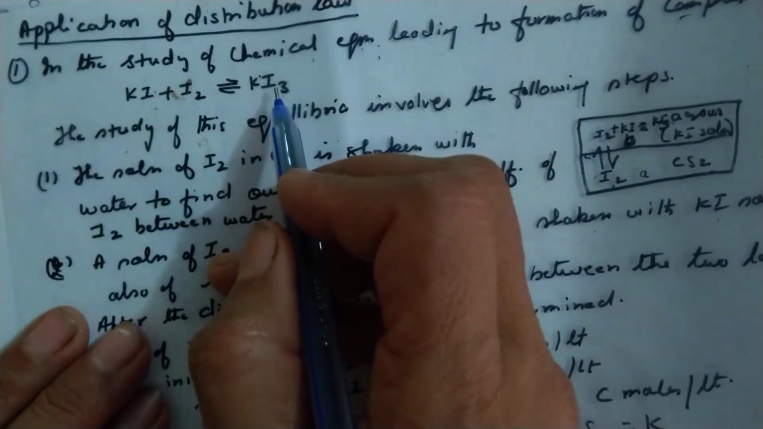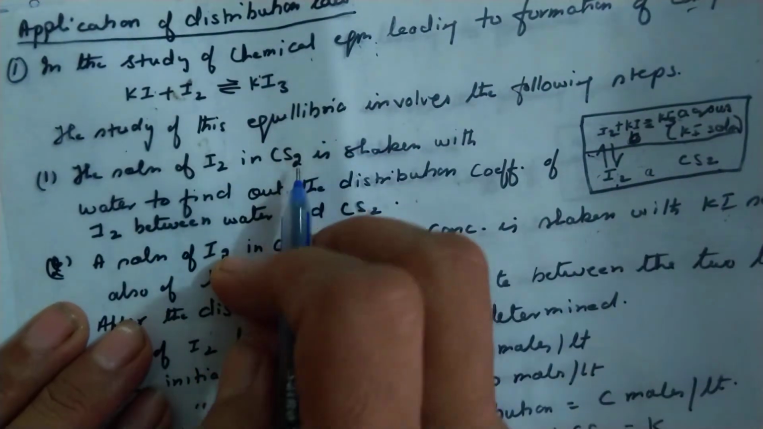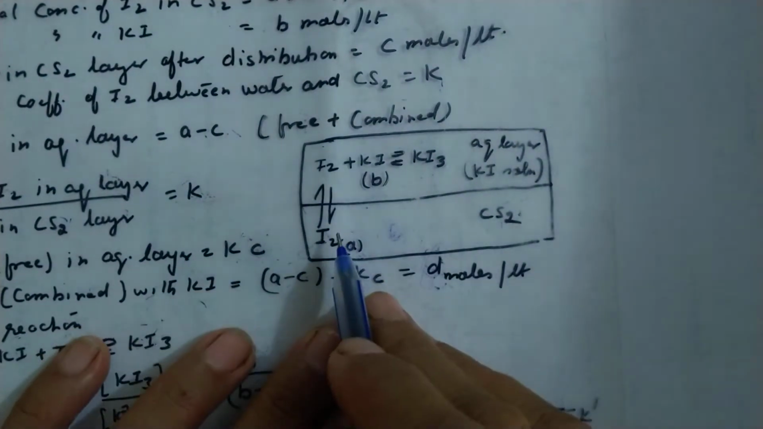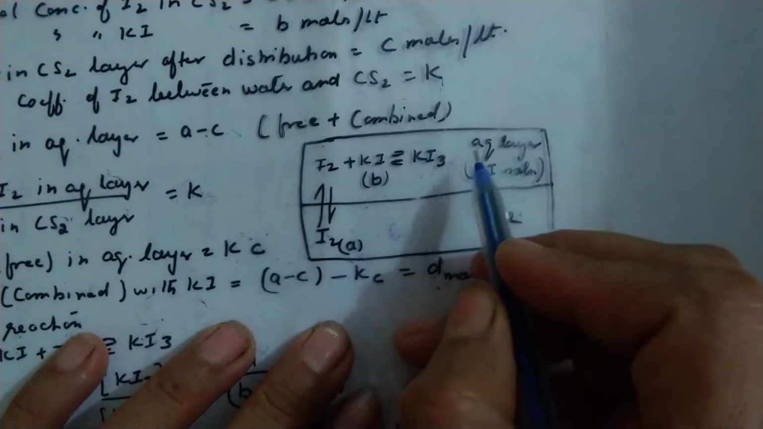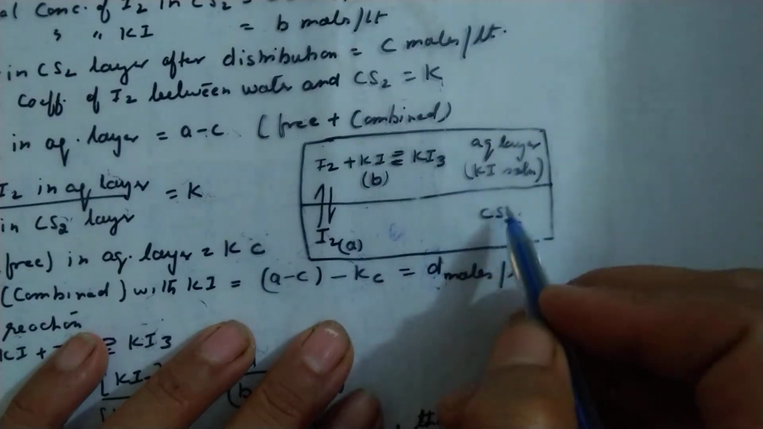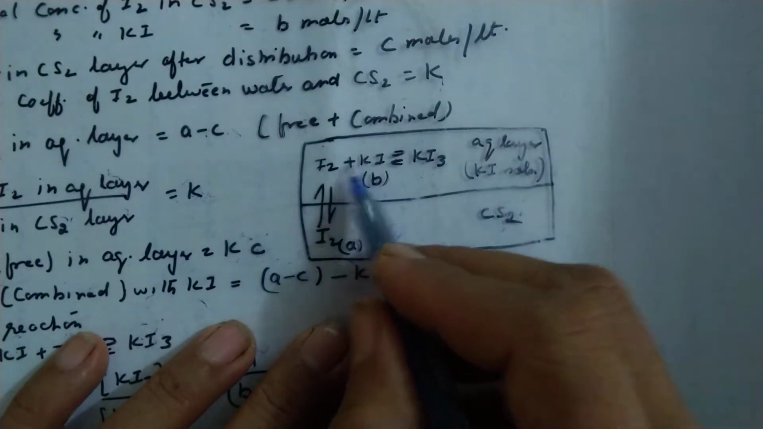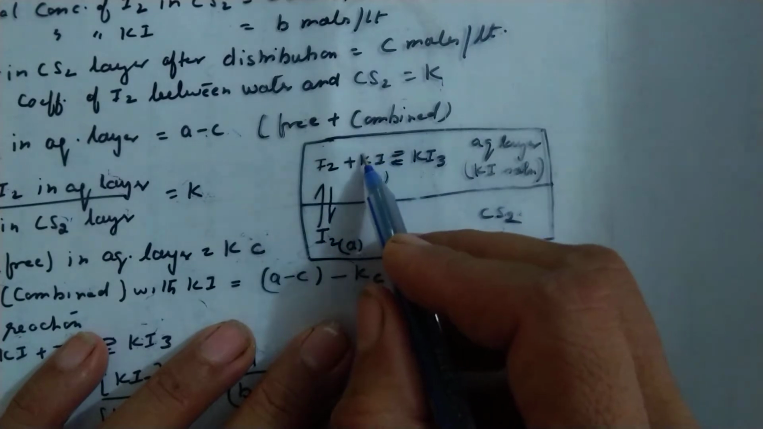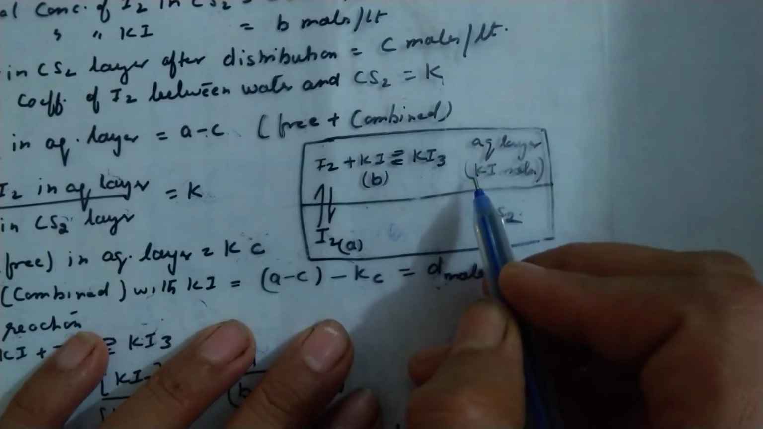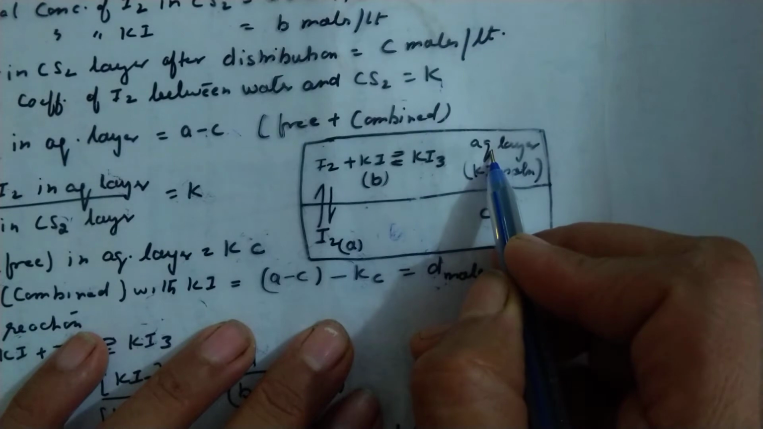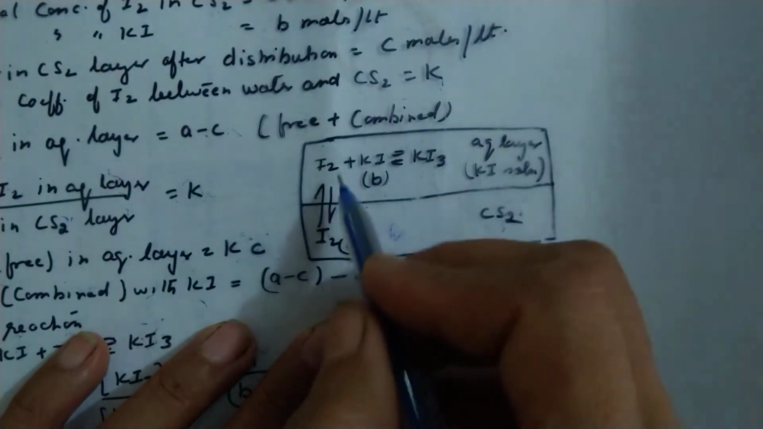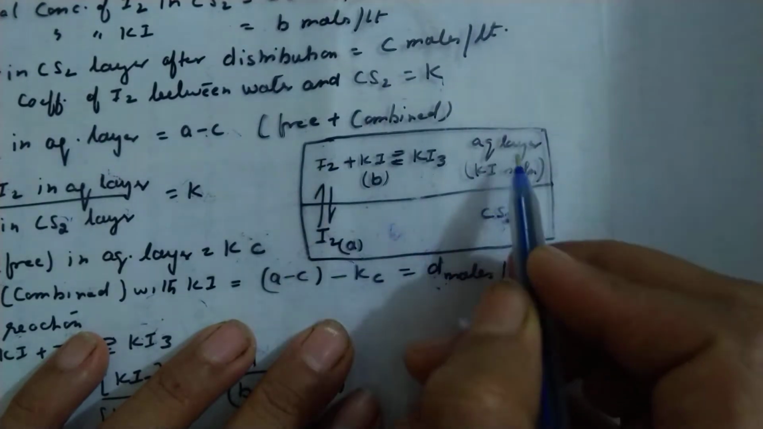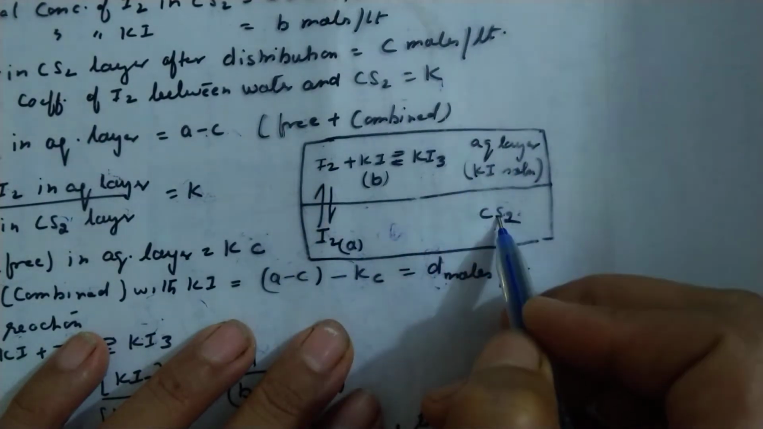Now to study this equation, we have to perform 3 experiments. First, we'll take the diagram so that you can understand. You have taken iodine as a solute, water and CS2, they are the 2 immiscible solvents. Because we have to make a complex, you have to take potassium iodide. Therefore, we will put a little bit of potassium iodide in water.